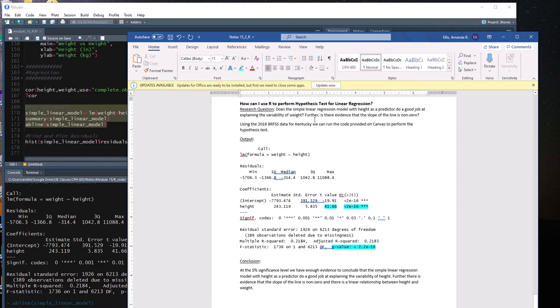And then further, is there evidence that the slope of the line is non-zero? That's this statistic and p-value right here. And so you'll notice this is a t-test with its p-value, and again this is very close to 0, so we do have evidence that the slope of the line is non-zero and there's a linear relationship between height and weight.